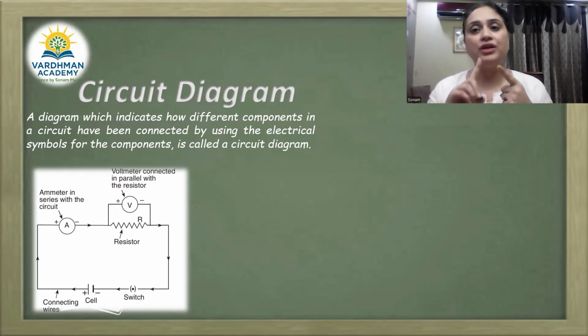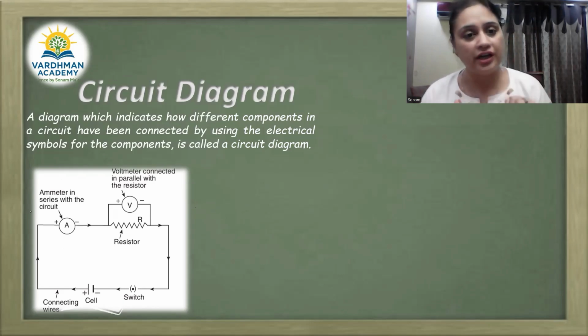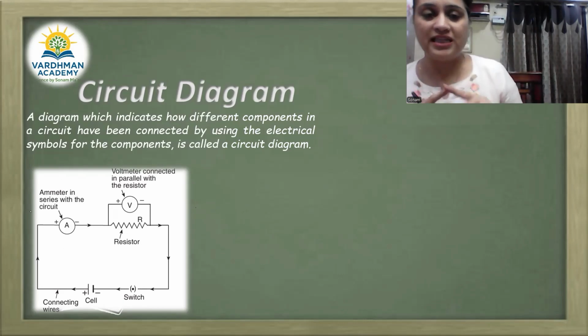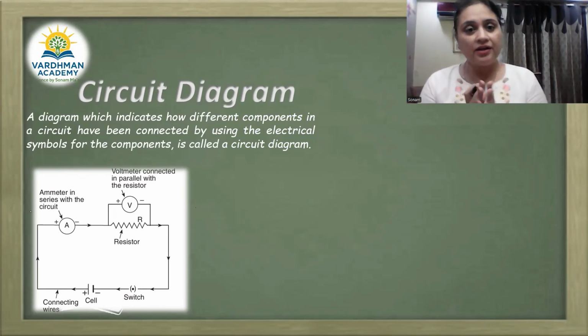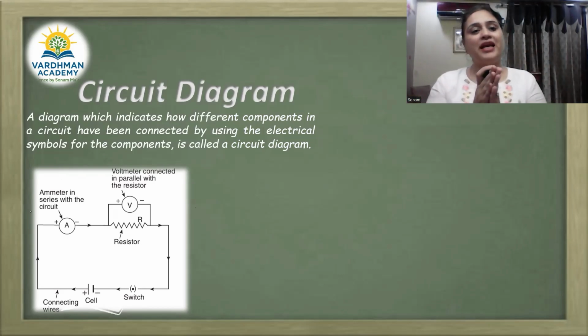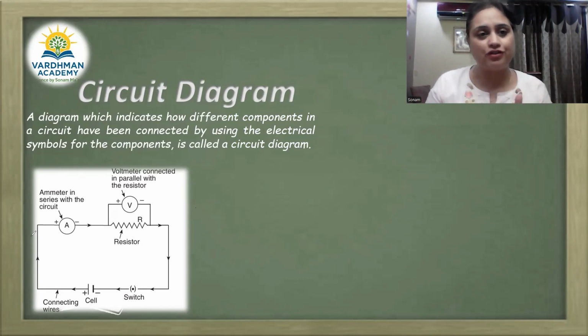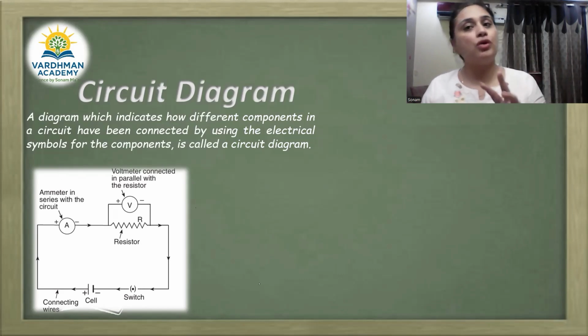In a circuit diagram you need a cell, you need connecting wire, you need a switch, you need an ammeter to measure the current, you need a voltmeter to measure the voltage or electric potential, and you always need a resistor. So the voltmeter is always placed parallel to the resistor and the ammeter is always placed in series to the resistor. So this is how we connect everything together to form a functional electrical circuit. Right? And using electrical symbols, what do we call it?